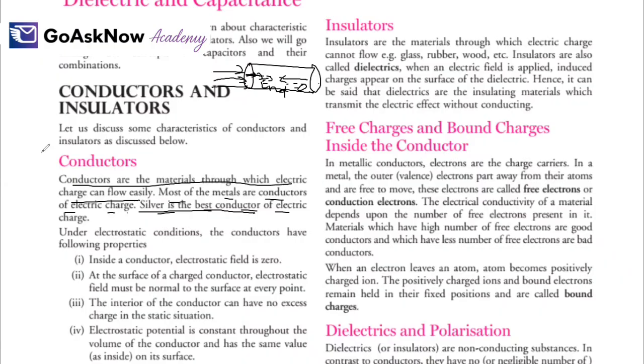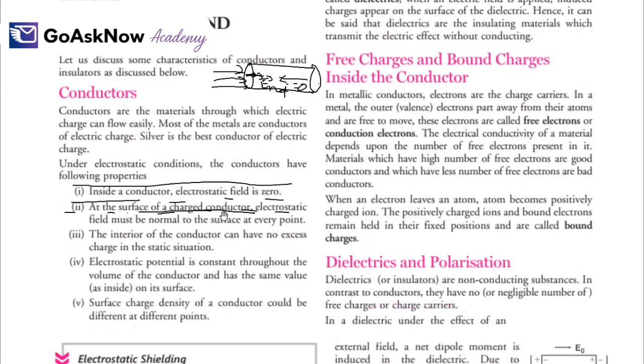So what is the next point? The third is that the interior of the conductor can have no excess charge in the static situation. You can see that the interior of any conductor has no excess charge, because the charge moves to the surface of the conductor. They reside on the surface. That I already told you in the first chapter.